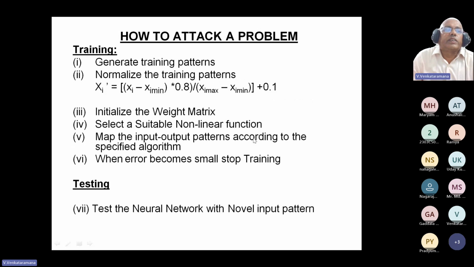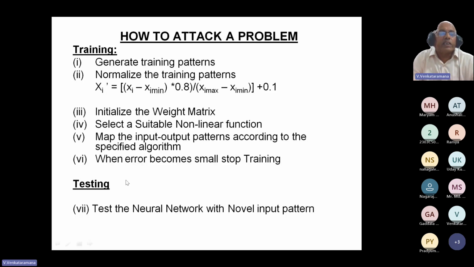In this training and testing, after generating the data, as I mentioned, 100% of the patterns are there. 70% I will keep on one side and 30% on the other side. The 70% of the data is used for training and the 30% for testing. From the 30%, we should pick one input and the already known desired output. My neural network should give the corresponding desired output. Generally, up to 1% error is tolerable.